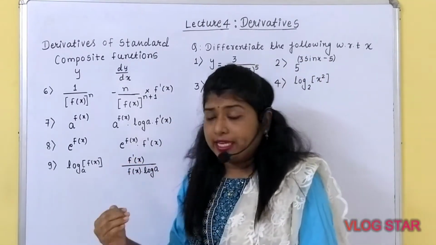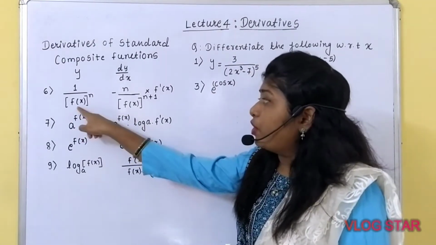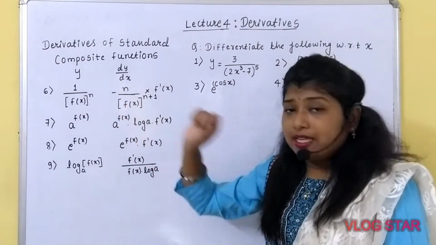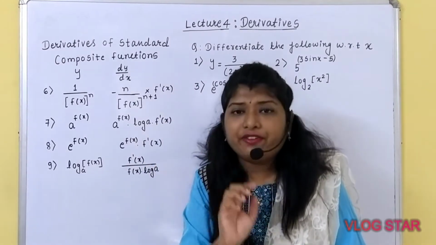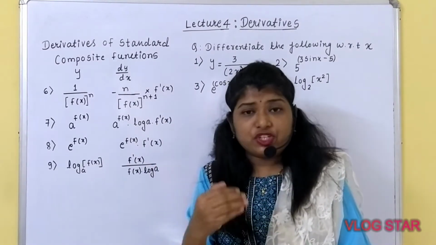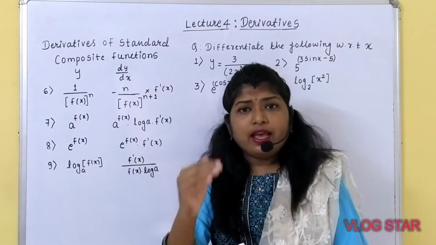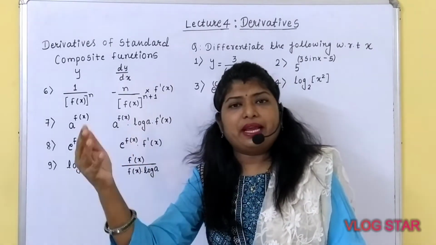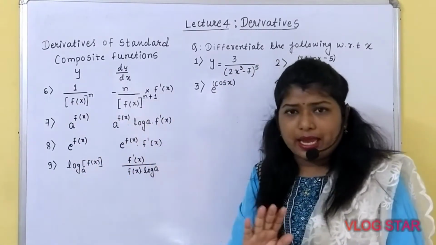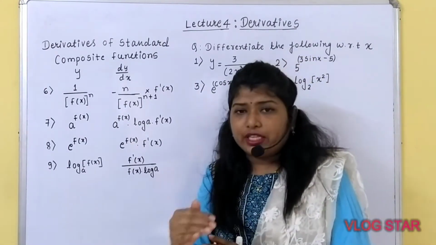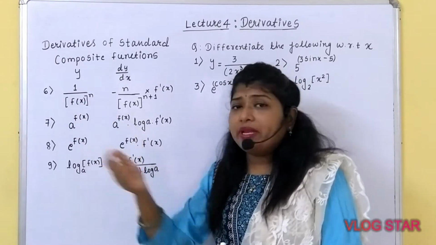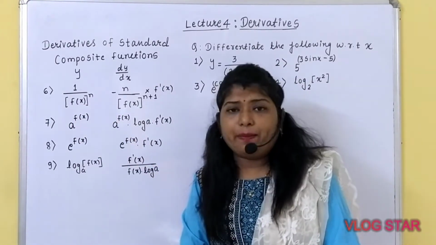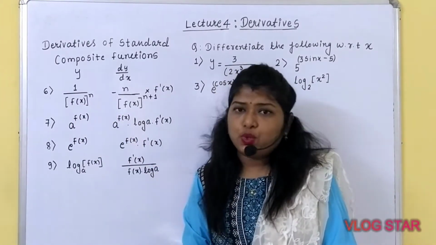I would suggest that for this particular result, you can use the f of x raised to minus n formula. If you remember, it is nothing but minus n into f of x raised to minus n minus 1, and you will get the same answer. It is up to you whether you apply this formula or take the denominator into the numerator and apply the f of x raised to n formula.